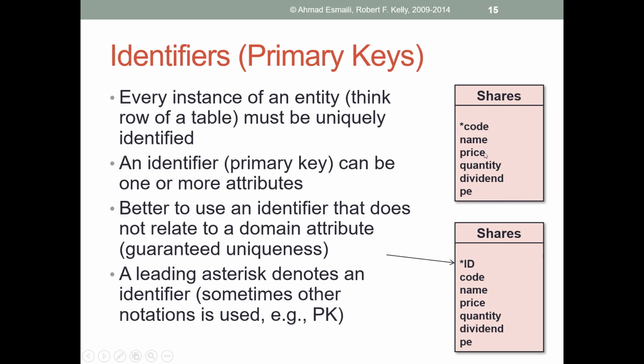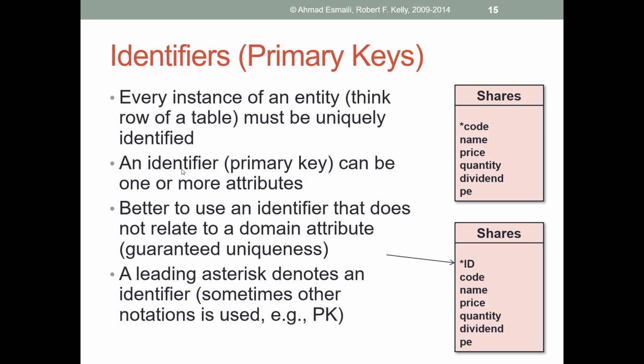So I can have duplication in the price. I can have the same price for multiple shares, but I cannot have the same code name, code number. So take any two shares from my shares table, their code will be different. Why? Because code is a primary key. So every instance of an entity, which means the row of a table, must be uniquely identified by the primary key or the identifier. Primary key or the identifier means the same thing.